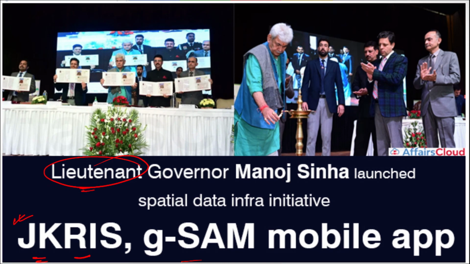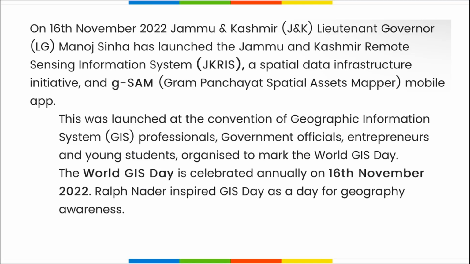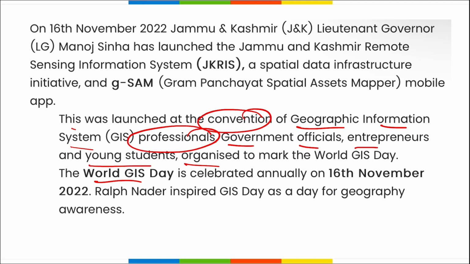And now GIS is your Geographic Information System. World Geographic Information System Day is observed across the globe on 16th of November. The question can be asked to you that this was launched on the convention of the Geographic Information System professionals, government officials, entrepreneurs and young students organized to mark the World GIS Day that is observed on 16th of November.